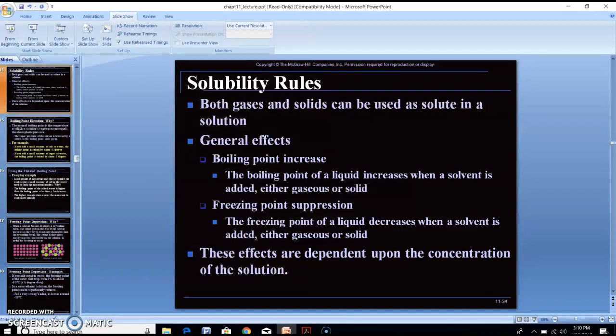So if you have a salt water solution, compared to plain water, the boiling point of the salt water solution will be increased. And if you want to freeze it, the freezing point temperature of the salt water would be lower than that of just water. And the effects are dependent upon the concentration of the solution. So if it is diluted or more concentrated, these numbers, the boiling point or the freezing point temperatures, would change.